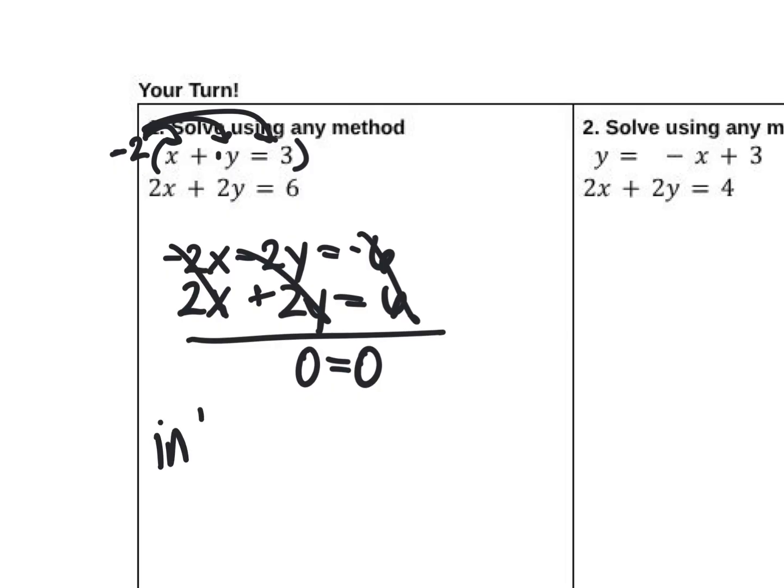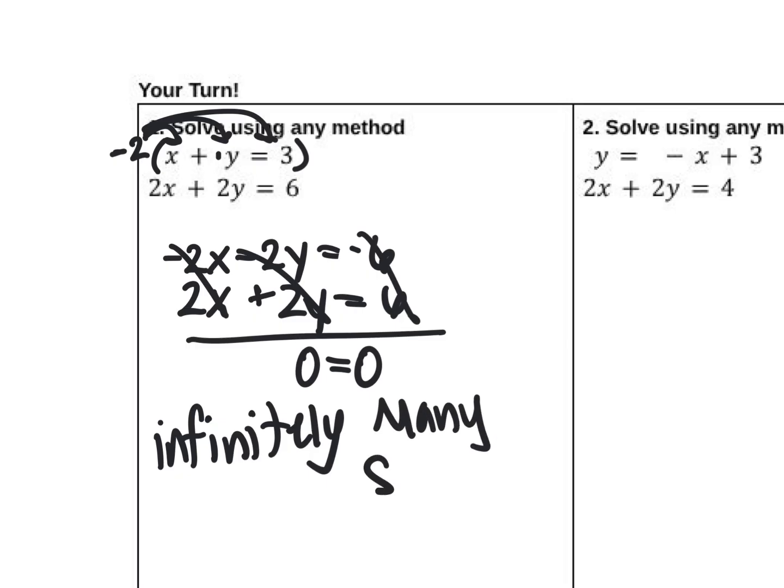So we'd say infinitely many solutions, because they ended up canceling out and becoming completely true.